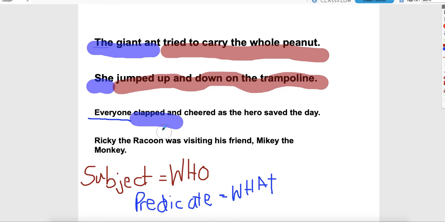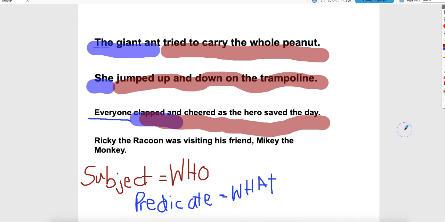There we go. Clapped and cheered as the hero saved the day is the whole predicate. Very good. All right, last but not least, the very last sentence. The very last sentence says, Ricky the raccoon was visiting his friend Mikey the monkey. So, Kaden, tell me, what's the subject in that sentence?